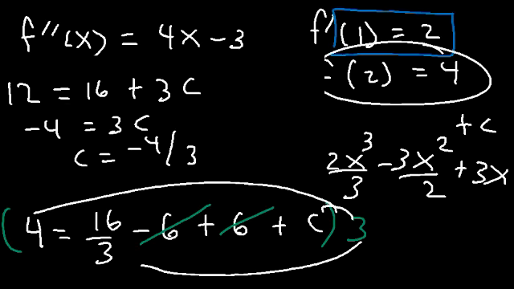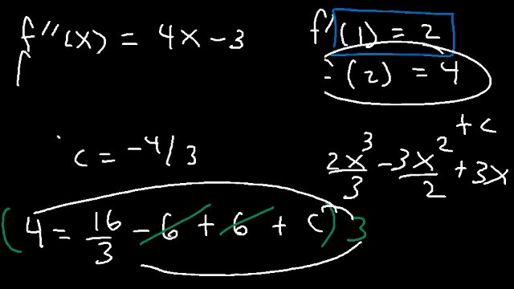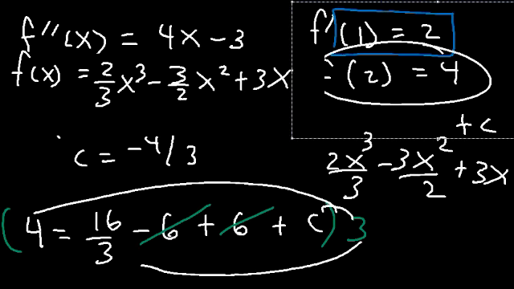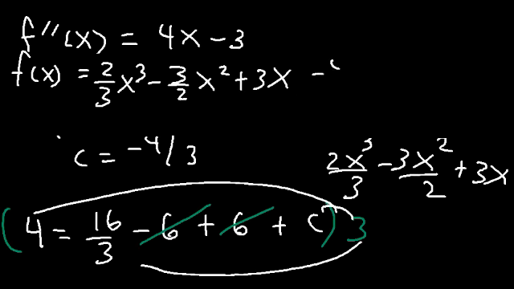Which means that the original function f of x is 2 over 3 x cubed minus 3 over 2 x squared plus 3x, and then minus the constant c, which is negative 4/3. So this is f of x. That's how you find it.